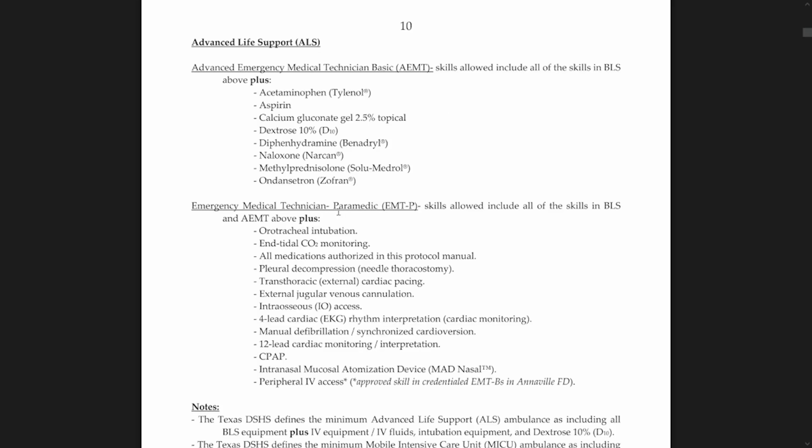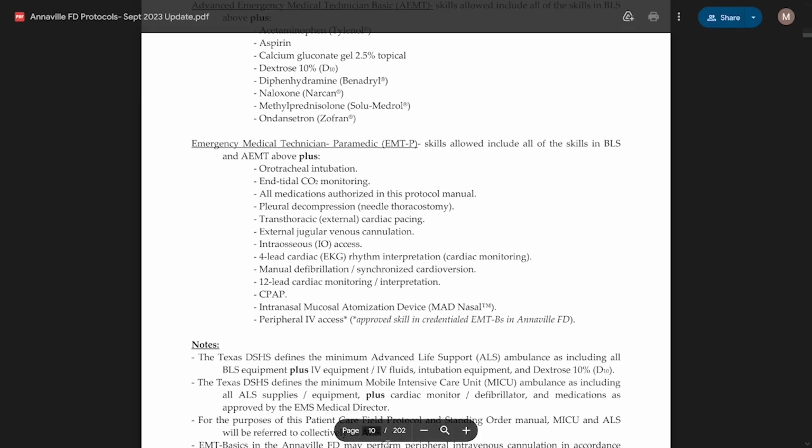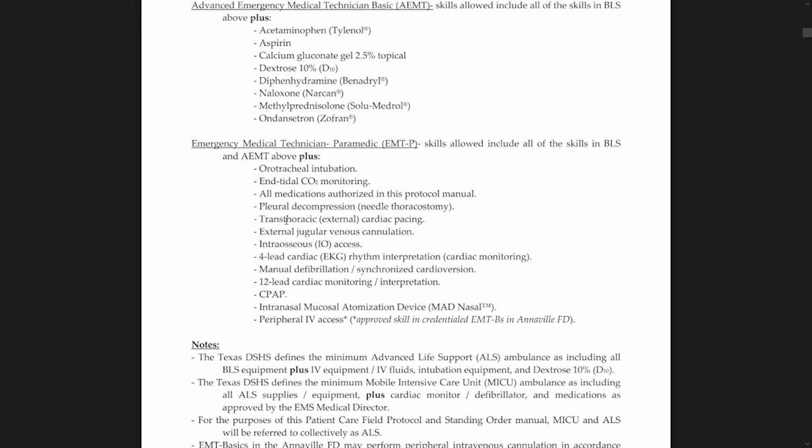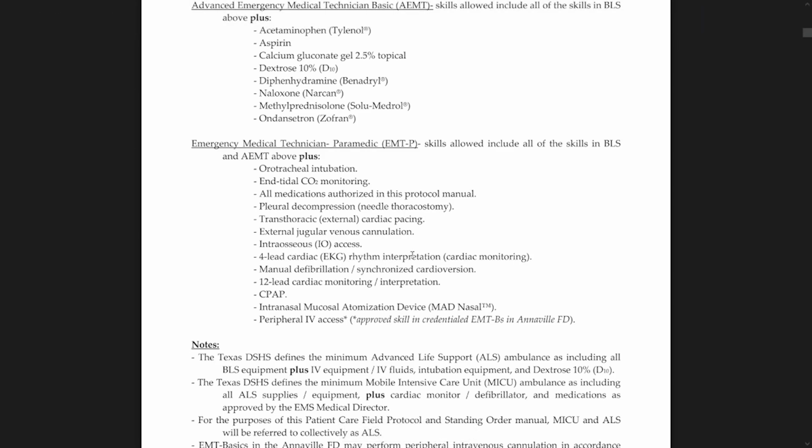Regarding EMT-Ps or emergency medical technician paramedics, you can do every skill above, but you can also go ahead and do an oral tracheal intubation. You can do ETCO2 monitoring. All the medication authorized in this protocol manual, that's around page 100, 105. You can do pacing or transthoracic cardiac pacing. You can do pleural decompression. You can do external jugular venous cannulation. You can do intraosseous access, a 4-lead EKG interpretation, manual defib, and synchronized cardioversion.